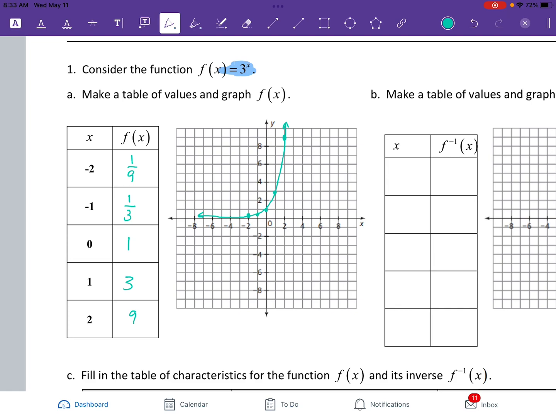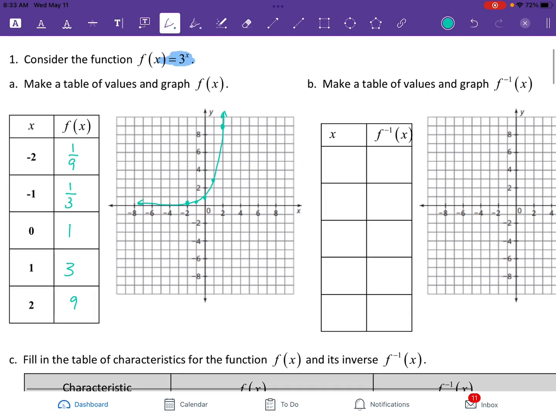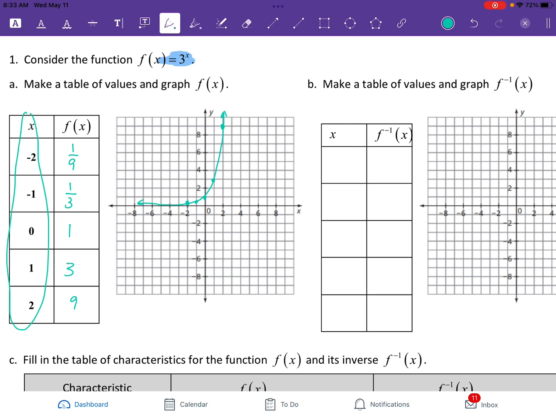Now what we're supposed to do is make a table of values for its inverse. So the inverse for this is going to be pretty easy. We're going to take the x values right here and put them in the y column: -2, -1, 0, 1, and 2. We're going to take the y terms from our first problem and put them in the x column. So 1/9, 1/3, 1, 3, and 9.